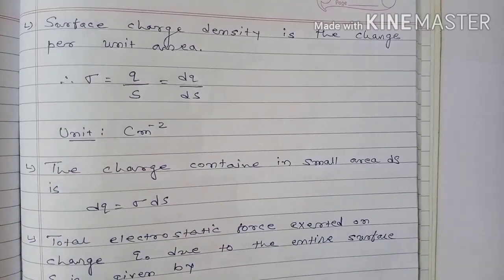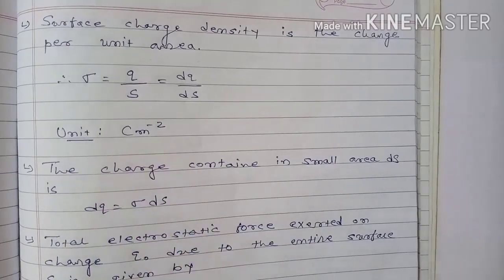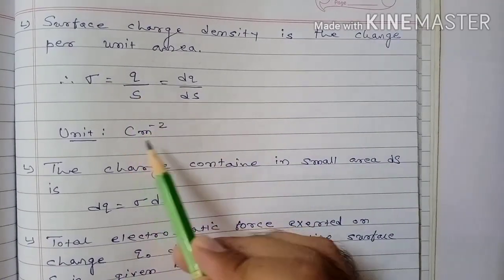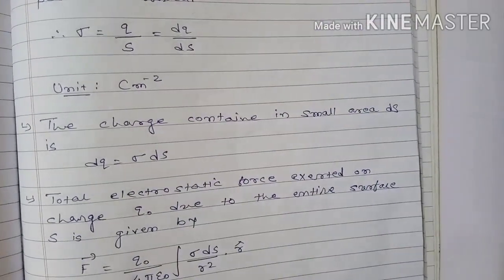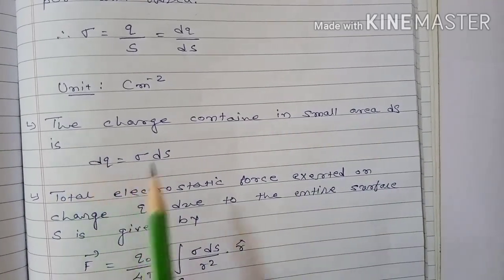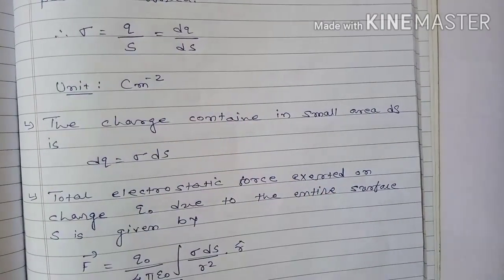Unit of surface charge density is coulomb per meter square. Unit of charge, that is coulomb. Unit of area, that is meter square. So coulomb per meter square. The charge contained in small area element ds is, if we make dq subject, then dq is equal to sigma ds.